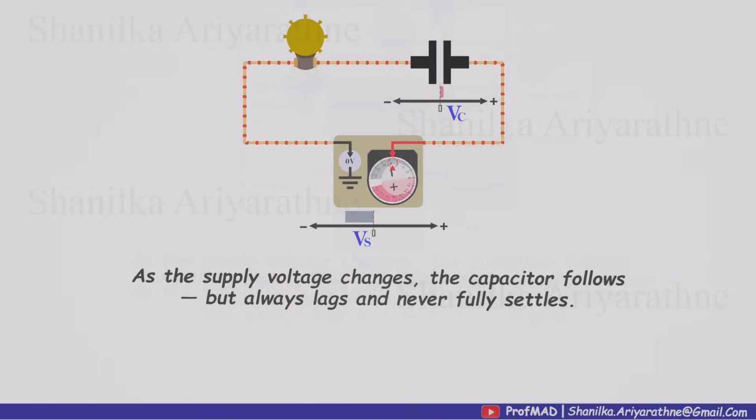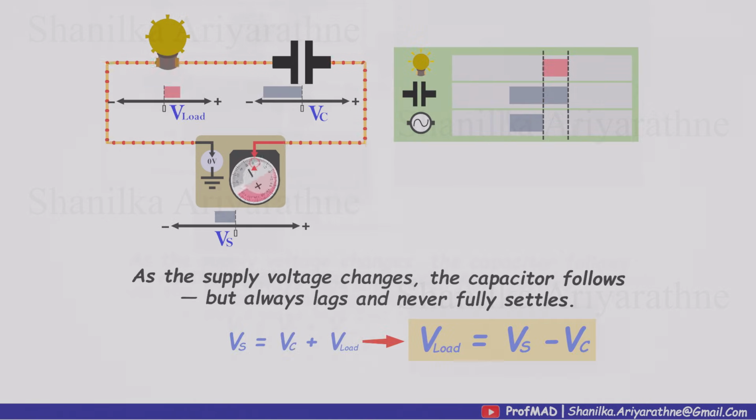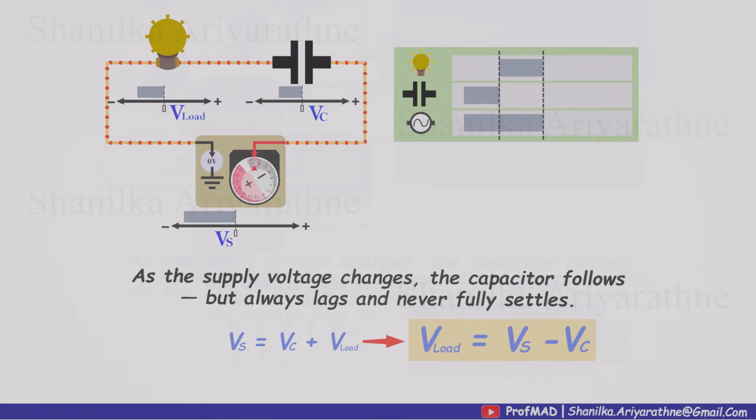Now let's look more closely at the supply voltage and the capacitor voltage. As the supply voltage changes, the capacitor responds, but it always lags slightly. It tries to follow the changing voltage, but it's always a step behind and never fully settles. Now let's look at the load voltage. Because the load and capacitor are in series, their voltages must always add up to the supply voltage. So as the capacitor voltage rises and falls, the load voltage automatically adjusts to fill the remaining difference.